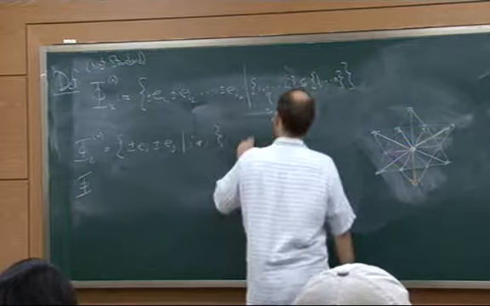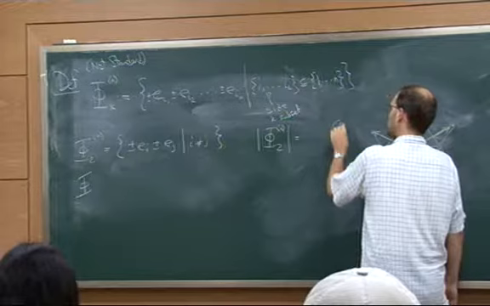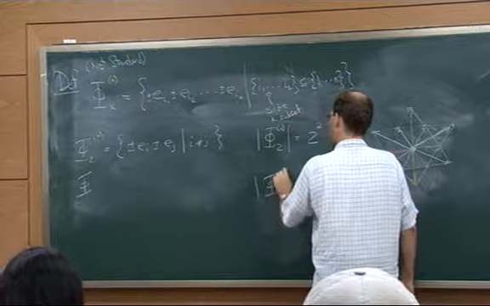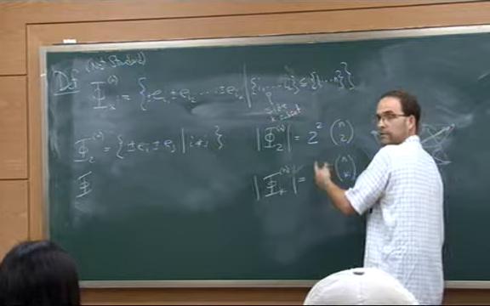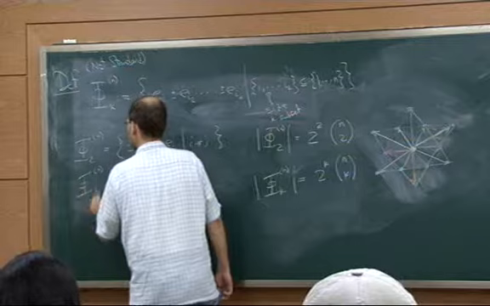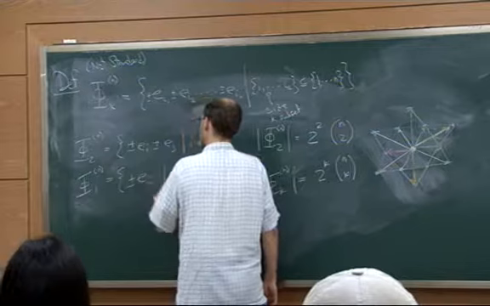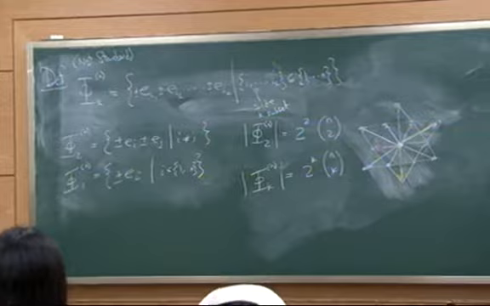Oh, and what's the size of this? If I didn't have the signs, it would be n choose 2. But then I choose signs, right? And the size of phi n k is n choose k times 2 to the k. I select the positions, I select the signs. What's phi n 1? It's just plus or minus e_1, just the unit coordinate vectors. Does the notation make sense? Yep. Okay.